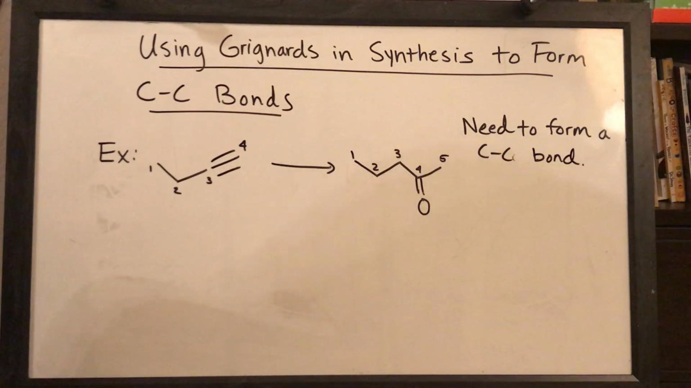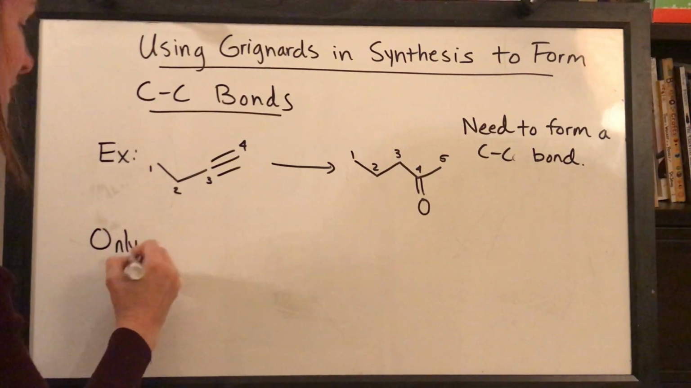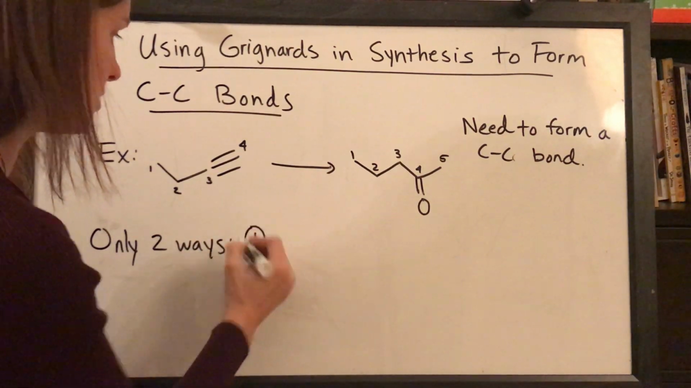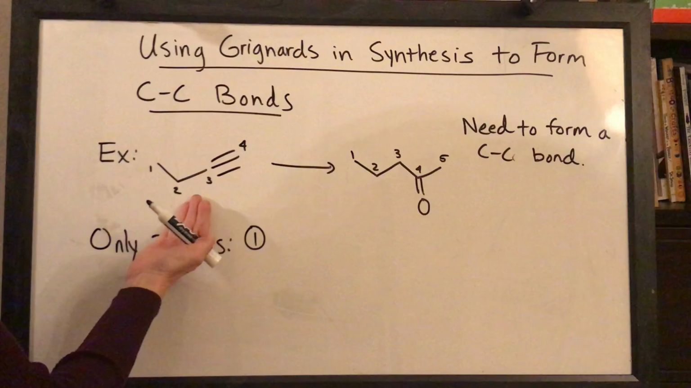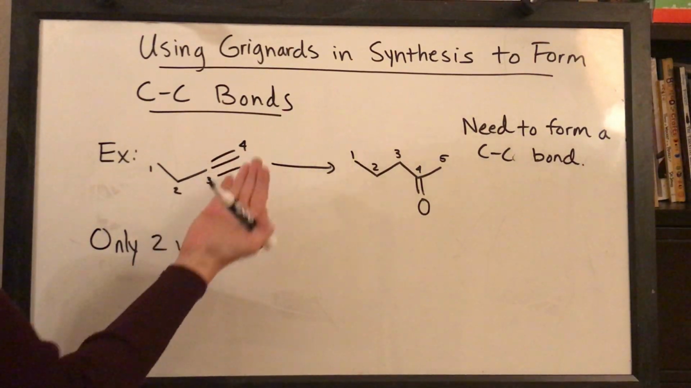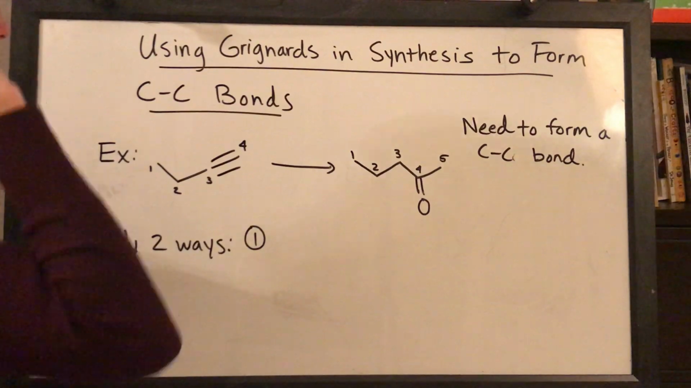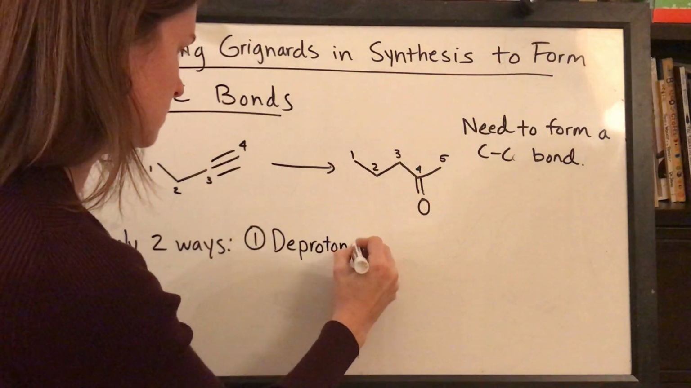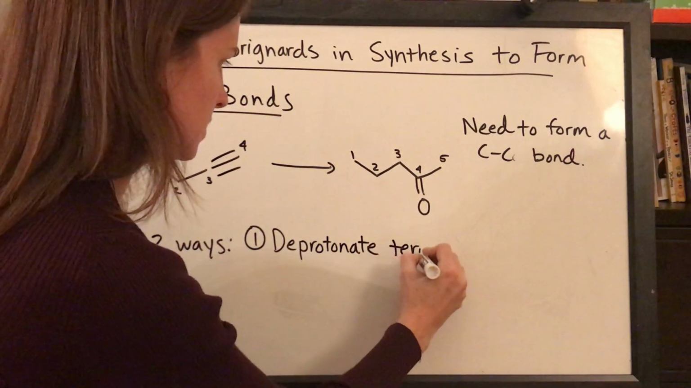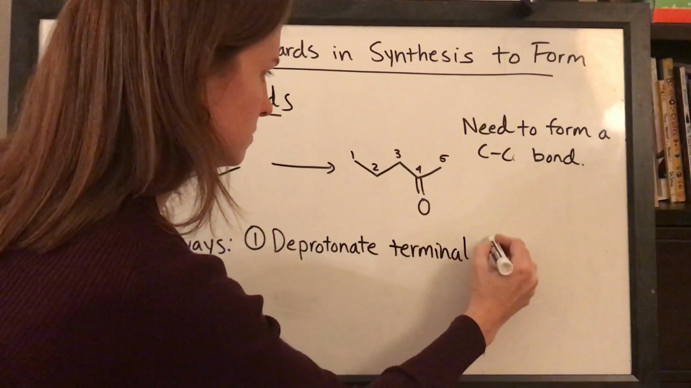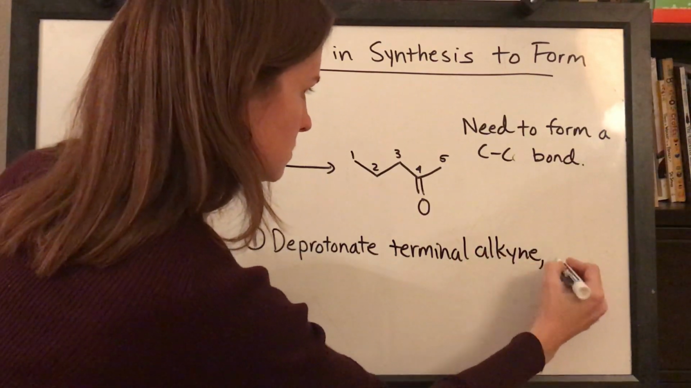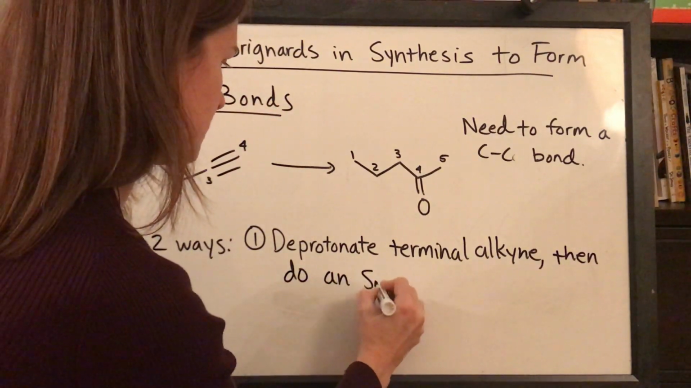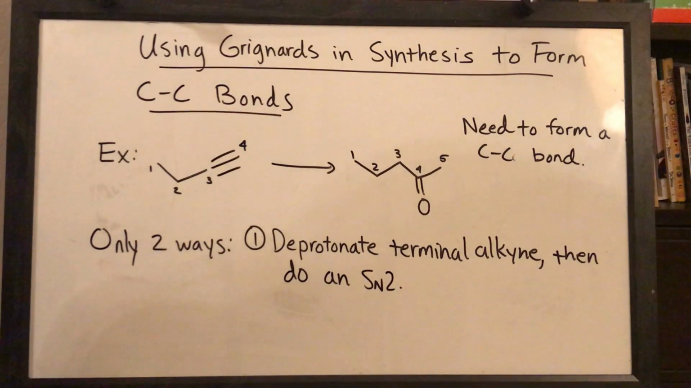And there are only 2 ways to do this, at least that we've learned so far. The first one is what we learned in the alkyne chapter. We can deprotonate a terminal alkyne, like the one we have here, and then we can do an SN2 reaction on it. That's one option, and maybe that'll work here.